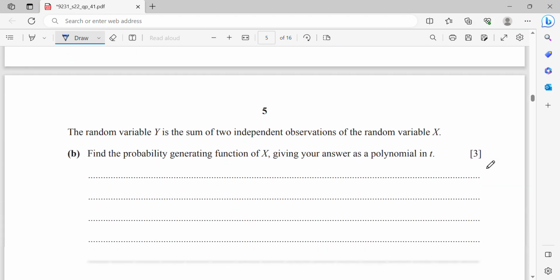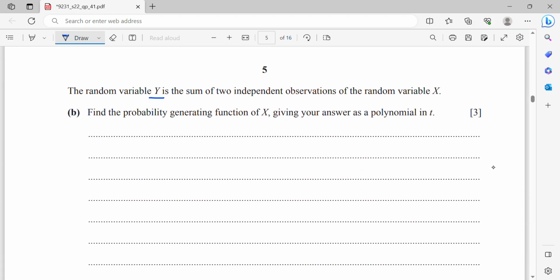Right. So now, the random variable Y is a sum of two independent observations of the variable X. Now B, find the probability generating function of X. So now we need to find Gx(t), giving your answer as a polynomial in t. Alright, so now Y is the sum of two X. Right, both X are independent variables. So from here, your Y is X plus X, or X1 plus X2. Right, but both of them are the same.